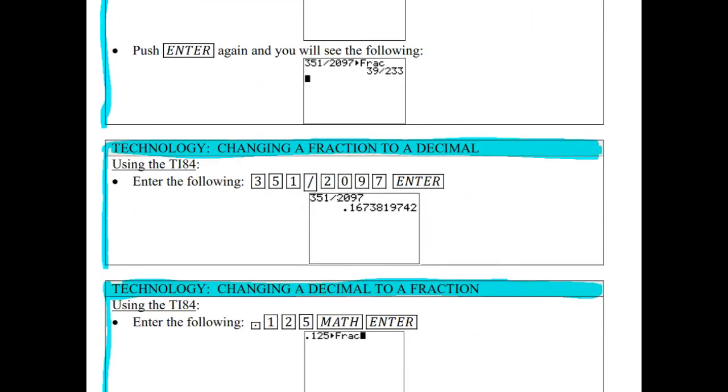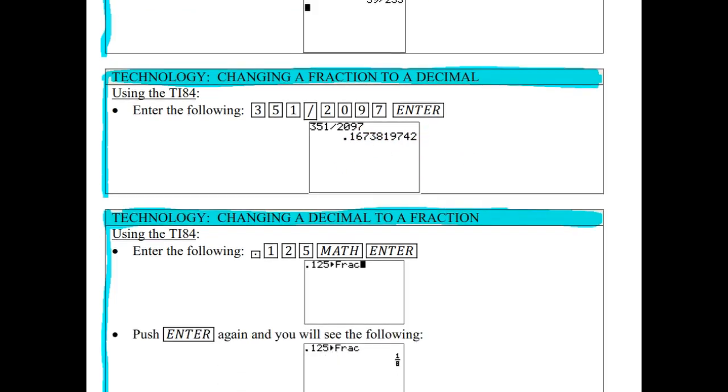Okay, your calculator can also change a fraction to a decimal. So again, if we took 351 divided by 2097, we would get 0.167381972, okay, out to as many decimal places as it can show there.